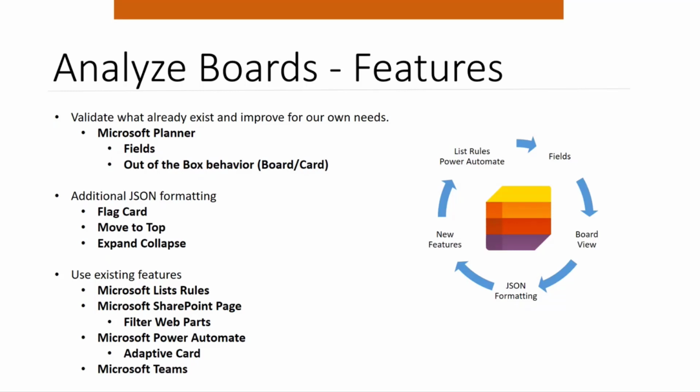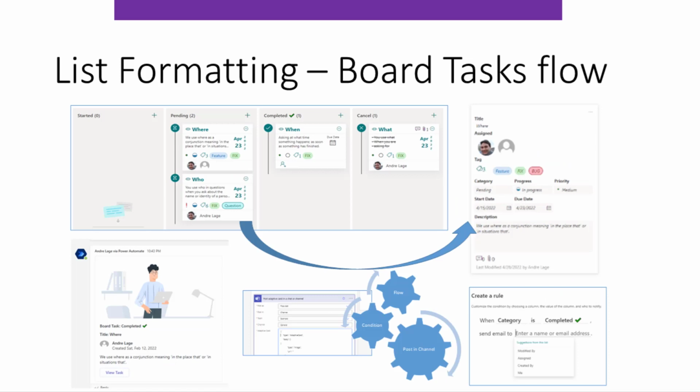And to complement everything, because it's not only about customizing the board, the output will also be visualized in Microsoft Lists, SharePoint pages, and the filter web part, along with the implementation with Power Automate and adaptive cards, which you can see in Microsoft Teams. This is the normal lifecycle every time we need to create a formatting. It's not only about creating JSON right away; you need to prepare your work, what you want to achieve, and the context you want to work in. And this is the full process of the board task that I wanted to improve.